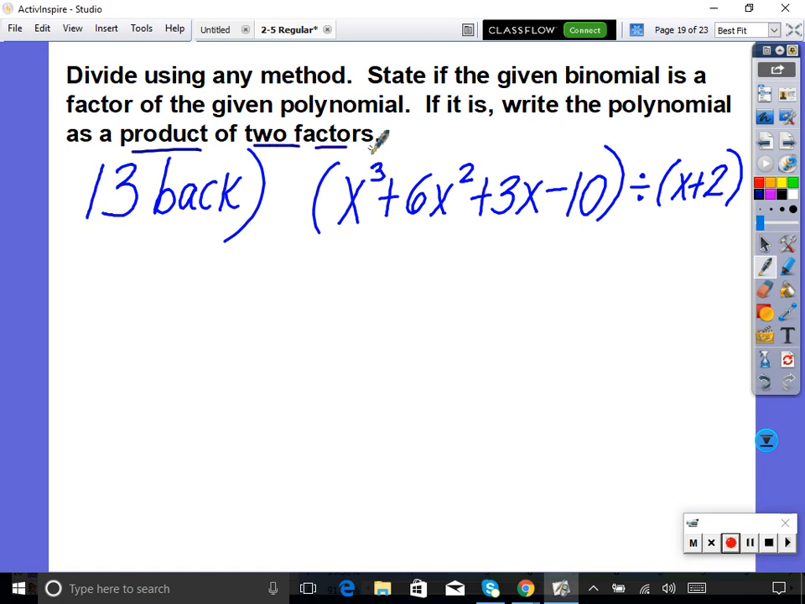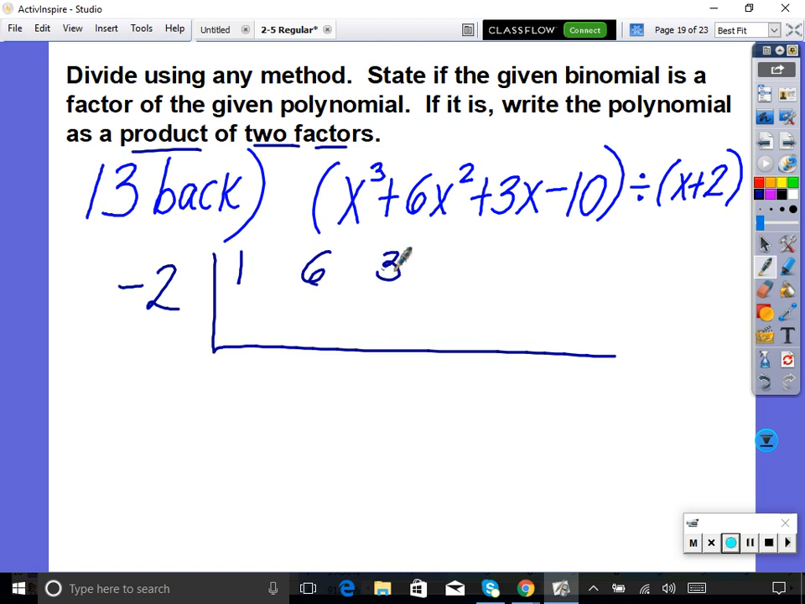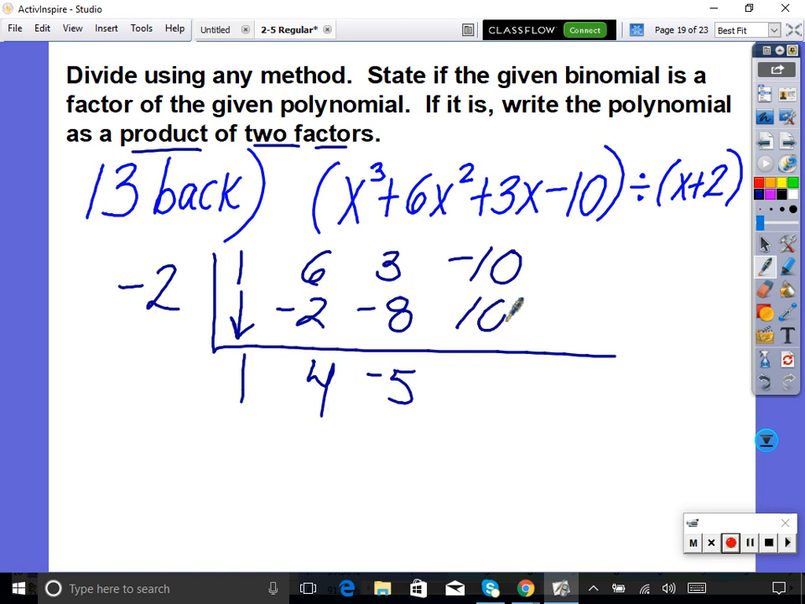So let's go through this. So let's see if it is a factor. Isn't that what it's asking us? So wouldn't we just see if the remainder is 0? So let's do negative 2. Let's do synthetic. 1, 6, 3 add negative 10. Add straight down. Negative 2, add straight down, right? Negative 5, isn't it? And then negative 5 times negative 2 is 10. Add straight down, we get 0. So we would say, yes, it was, because our remainder is 0.